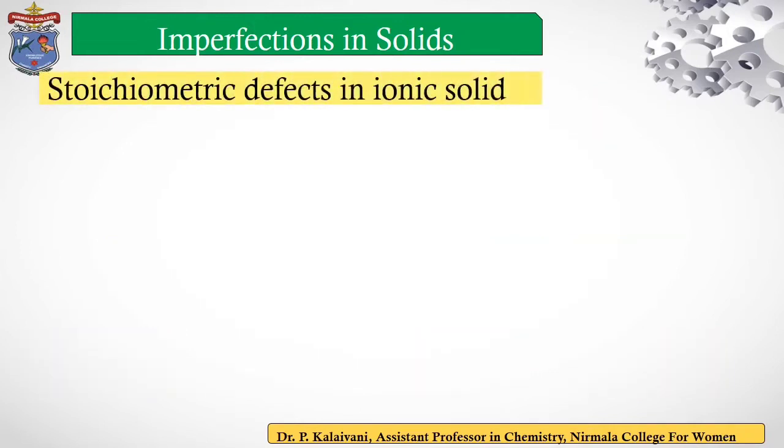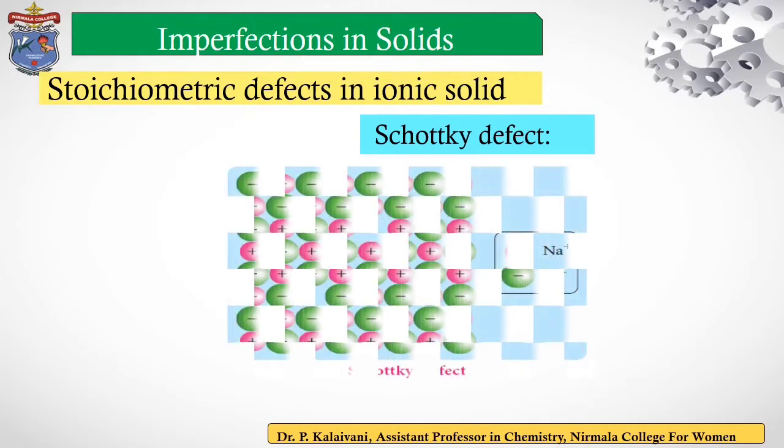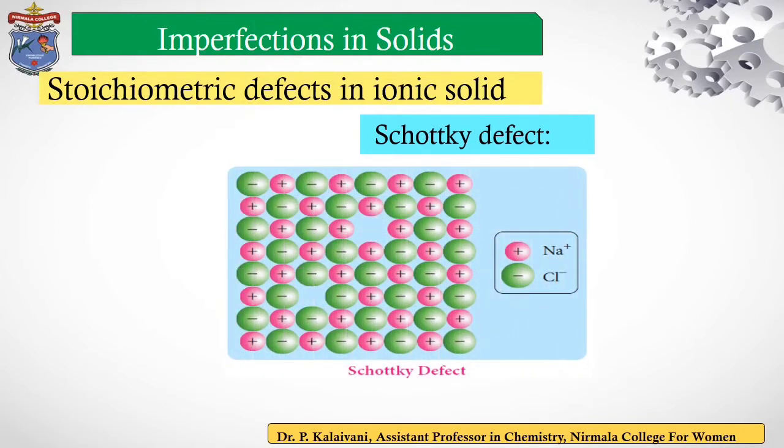The defects found in stoichiometric ionic crystals are called stoichiometric defects. It is classified into two types: Schottky defect and Frenkel defect. First, we will start with Schottky defect. Schottky defect is created in the crystal when the same number of cations and anions are missing from their positions and thus holes are produced.